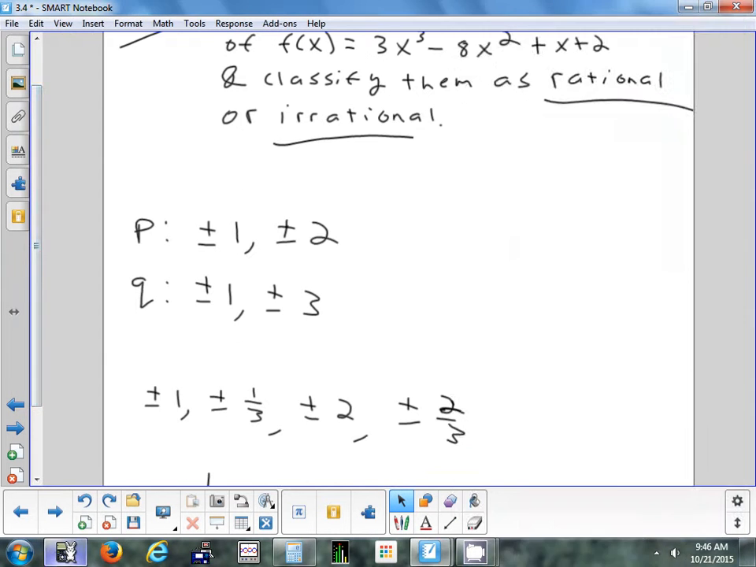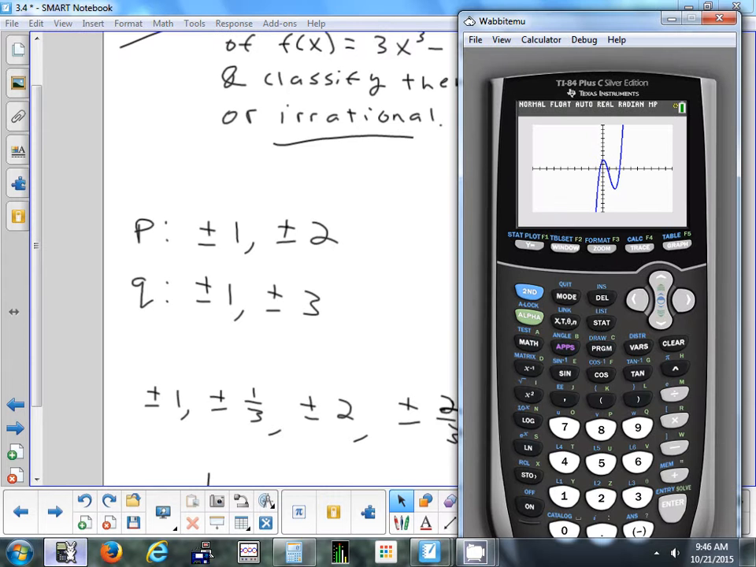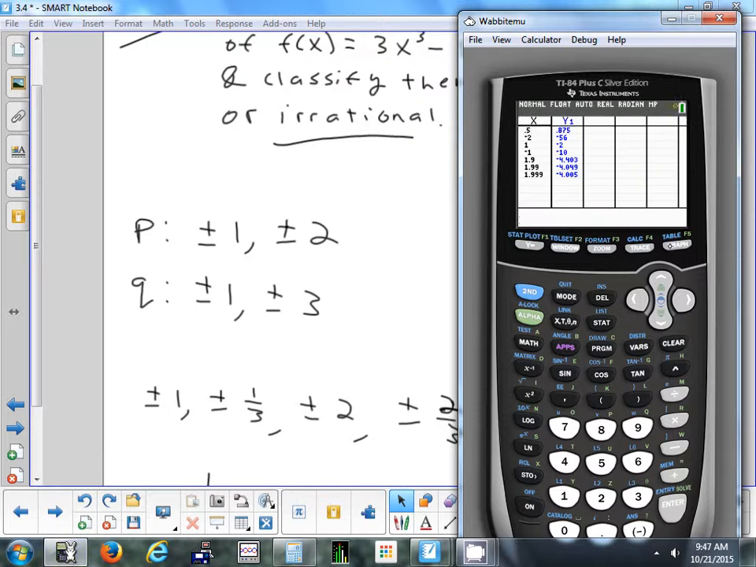All right, so out of those 4 numbers, which one looks like it might be a root? 2? Let's see. We could try 2, but I think it's between 2 and 3. I'd say 2/3 looks like a root. It is. So we're going to divide through by 2/3. We're going to turn that cubic into a quadratic.